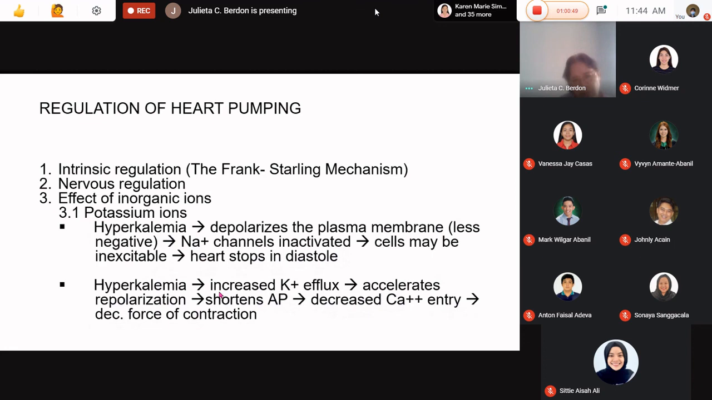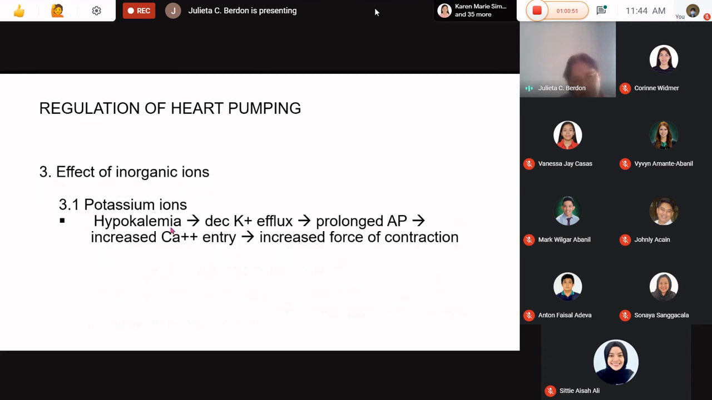With hypokalemia, less potassium, your potassium efflux decreases. So therefore your plateau is prolonged, your action potential is prolonged, calcium entry increases, and your force of contraction increases. A lot of calcium. Okay. All right.